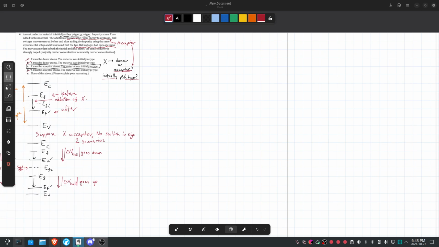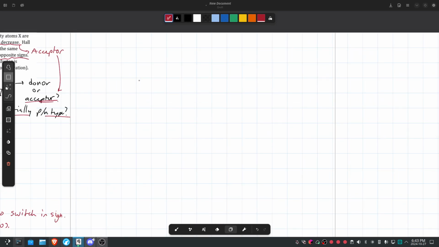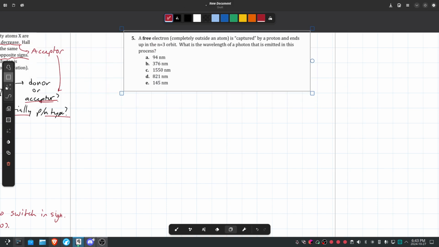Okay, so the next question I wanted to go over was, oh yes, the electron energy level sort of stuff. And I'm going to post that in the chat for anyone following along. A free electron completely outside an atom is captured by a proton and ends up at the n equals 3 orbit. What is the wavelength of a photon that is emitted in this process?